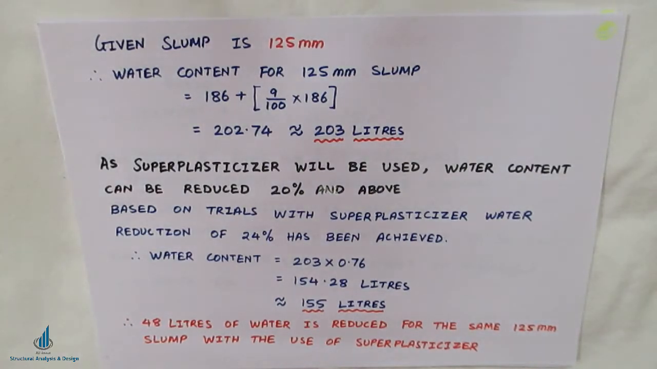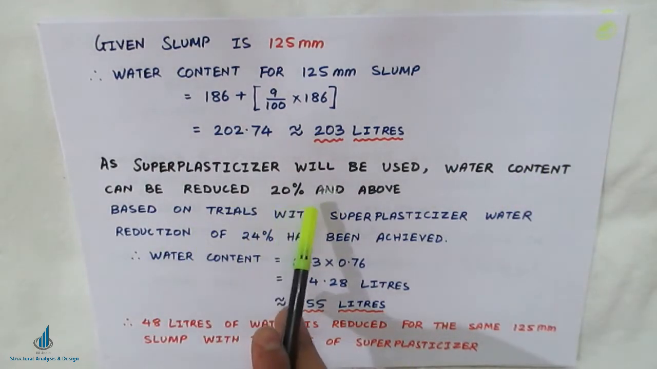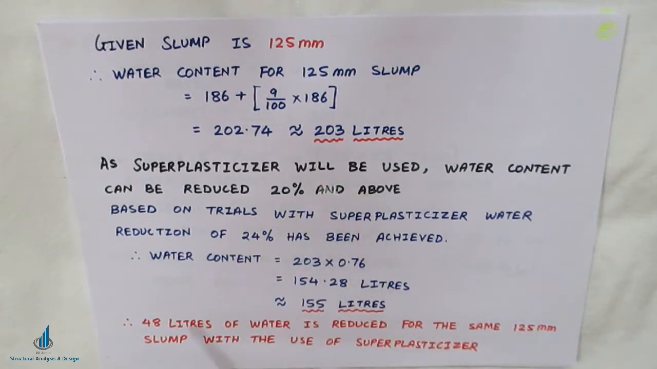And as this problem uses a superplasticizer, the water content can be reduced by 20% and above. Based on trials with the superplasticizer we are going to use in this mix design, a water reduction of 24% has been achieved. Various types of superplasticizers give various water reductions, so trials are necessary for carrying out this mix design. So we have got 24% reduction.